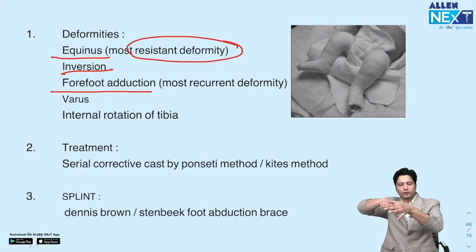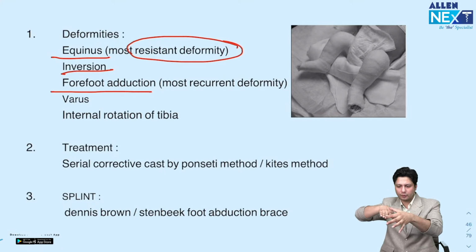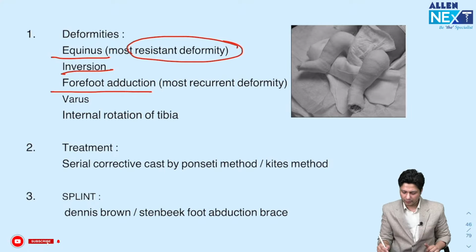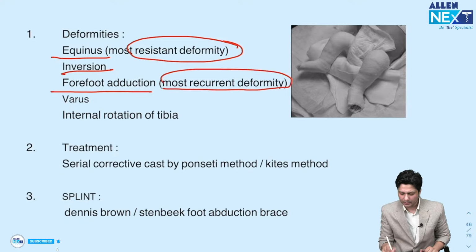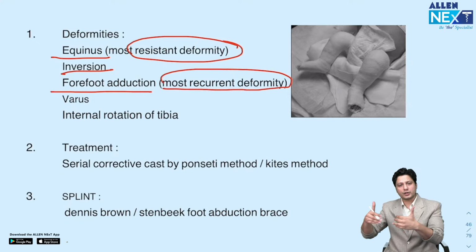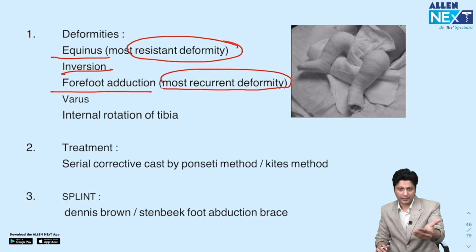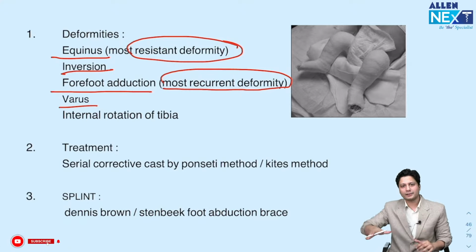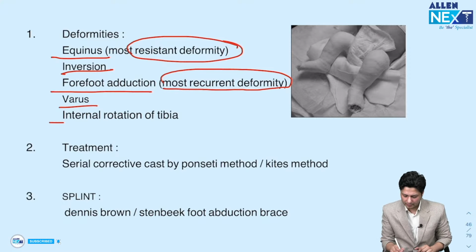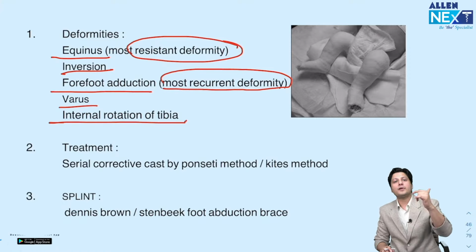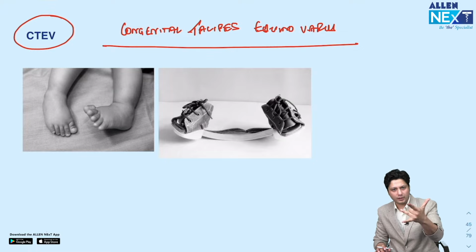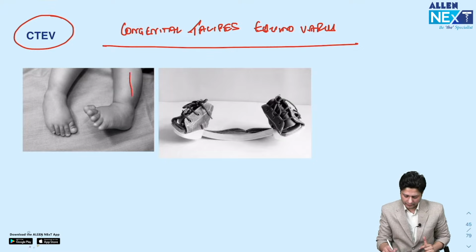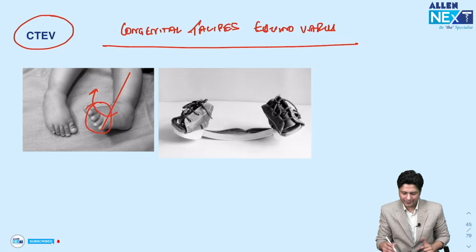If you divide the foot into forefoot, midfoot and hindfoot, the anterior most aspect of the foot is inverted, so that is forefoot adduction. It is the most recurrent deformity. In CTEV, the most recurrent deformity is the forefoot adduction. Then is the varus, which is a combination of the deformities, and the internal rotation of the tibia. So these are the principal deformities. Now how will you identify CTEV based on the first 3 deformities? The foot is in equinus, the foot is in inversion, and the forefoot is adducted.